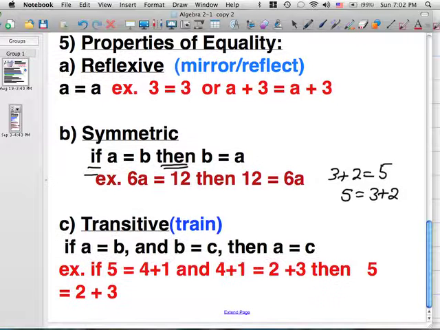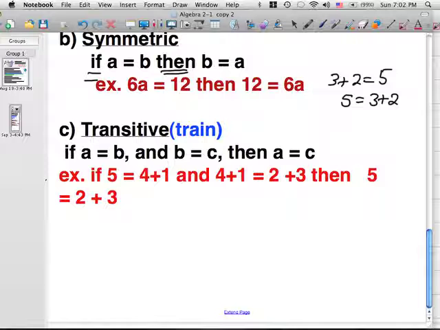The transitive property, I call it the train property. It's a logic property. It says that if the first thing equals the second and the second equals the third, then the first thing has to equal the third thing. For example, if 5 equals 4 plus 1, and in turn 4 plus 1 equals 2 plus 3, then it must be true that the 5 has to equal the 2 plus 3.